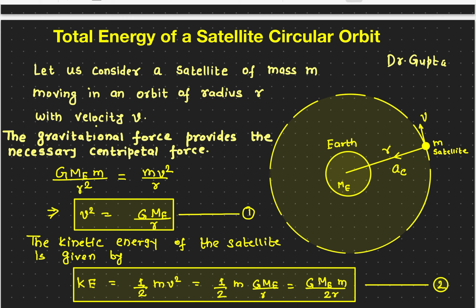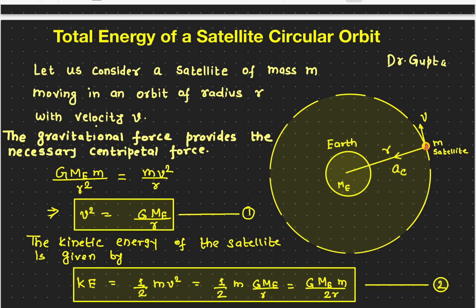So this satellite is moving in this particular orbit. How come this satellite is moving into this particular orbit? Let's try to understand this. As this satellite is moving into this orbit, there must be a force. Without a force, nothing in the universe can move into a circular orbit. There must be a force.